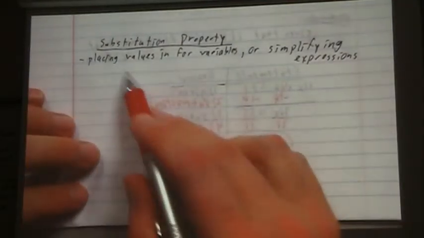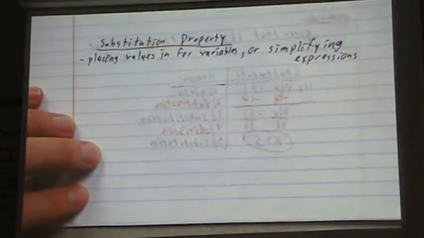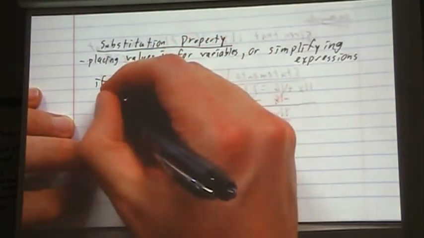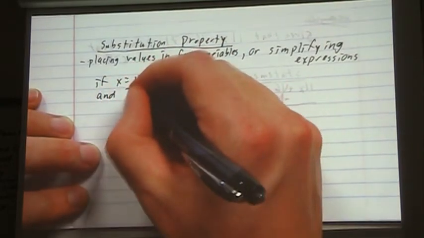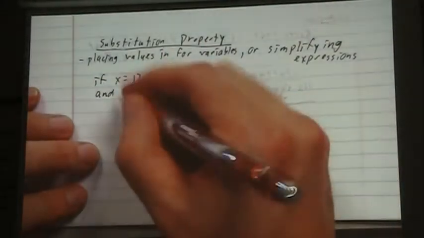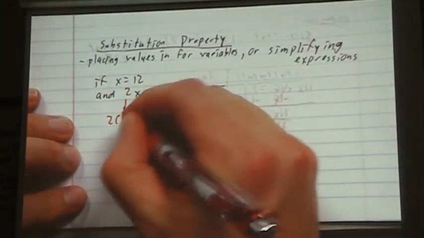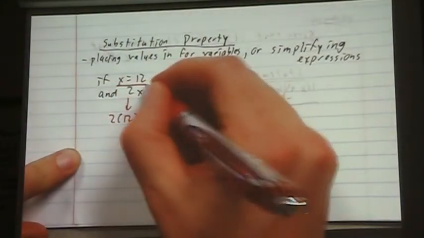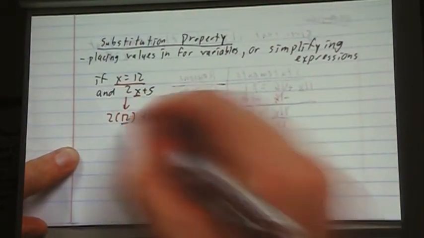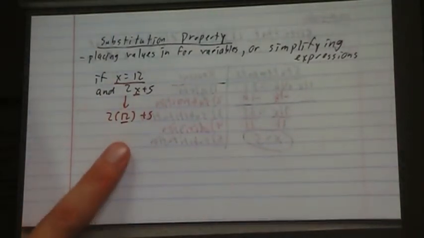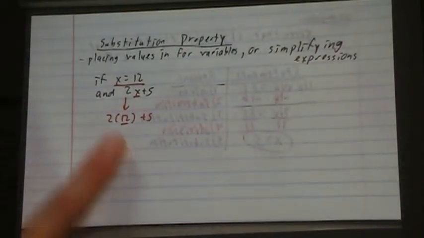So example of placing values in for a variable would be like this. If x equals 12 and 2x plus 5, then we could write 2 times 12 plus 5. What have we done? We substituted the 12 in for the x. Again, we have not solved anything here yet. We just substituted in a value for a variable.